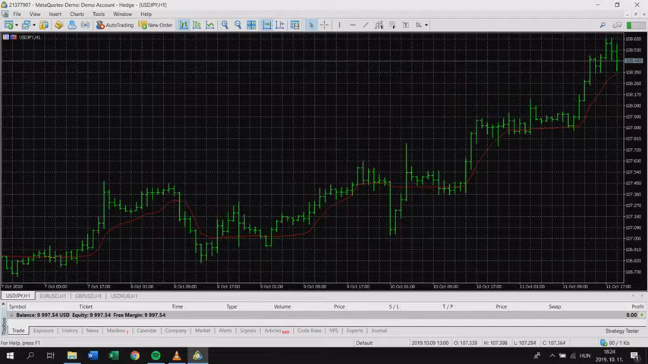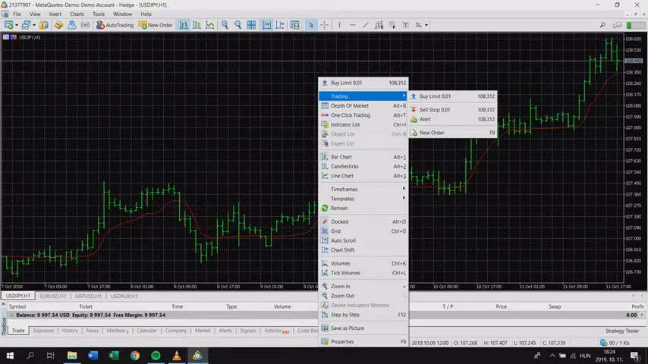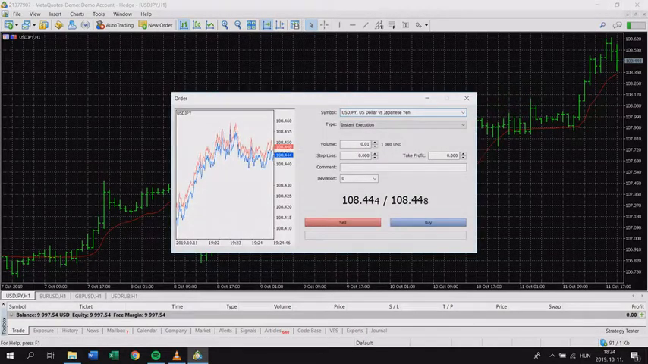When you right-click on the screen, you have to select a new order. After that, you have to give details such as when you want to buy, the volume, and the stop loss or take profit, which means the program buys or sells automatically without your interference at a set amount.